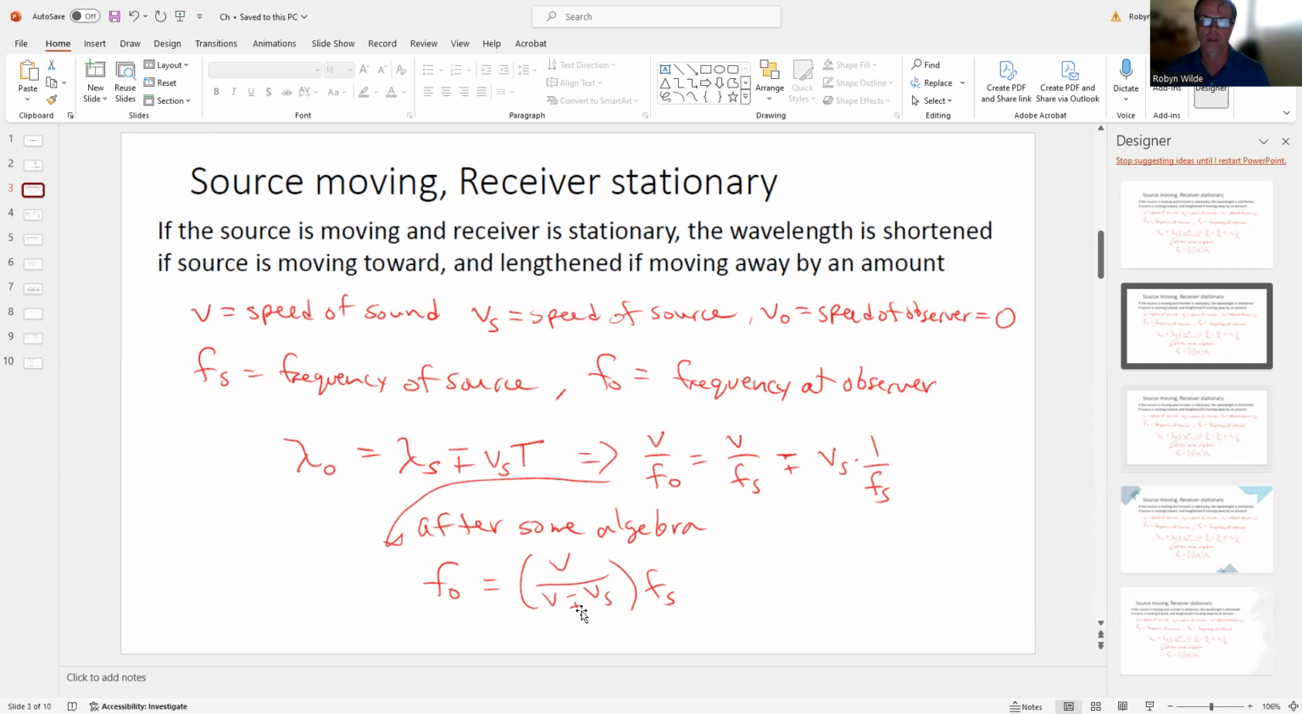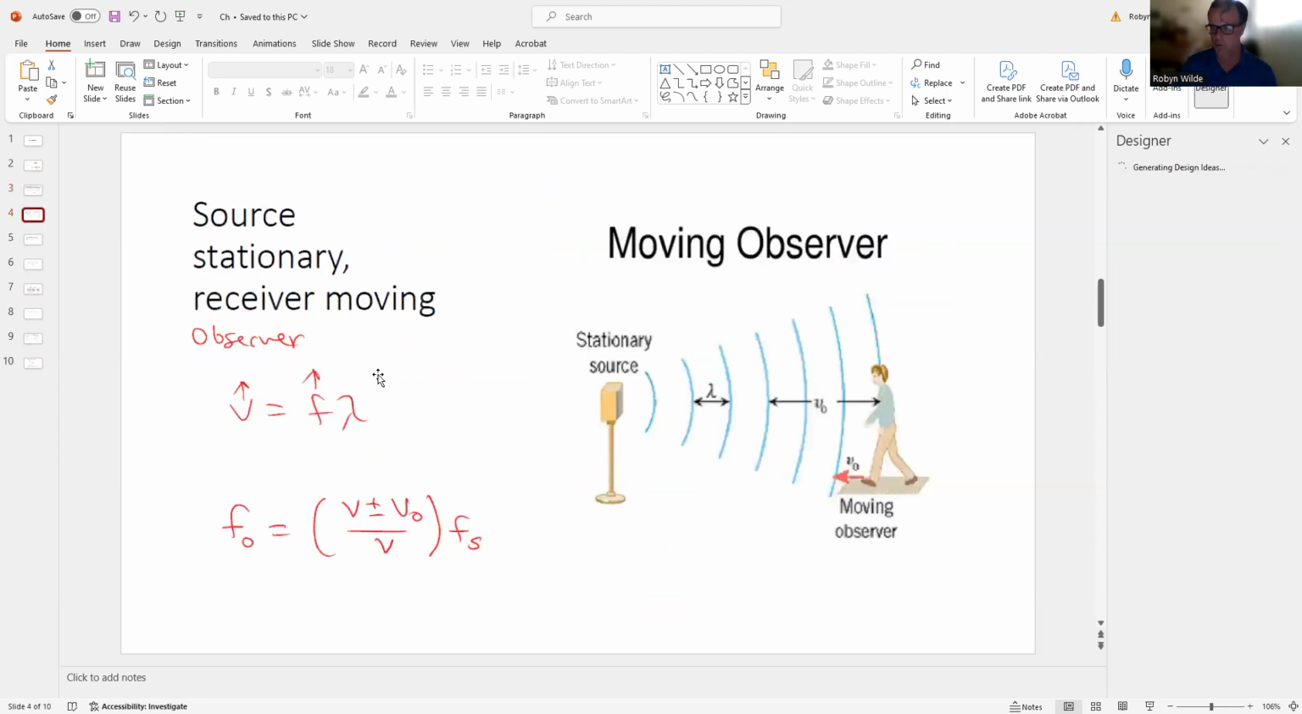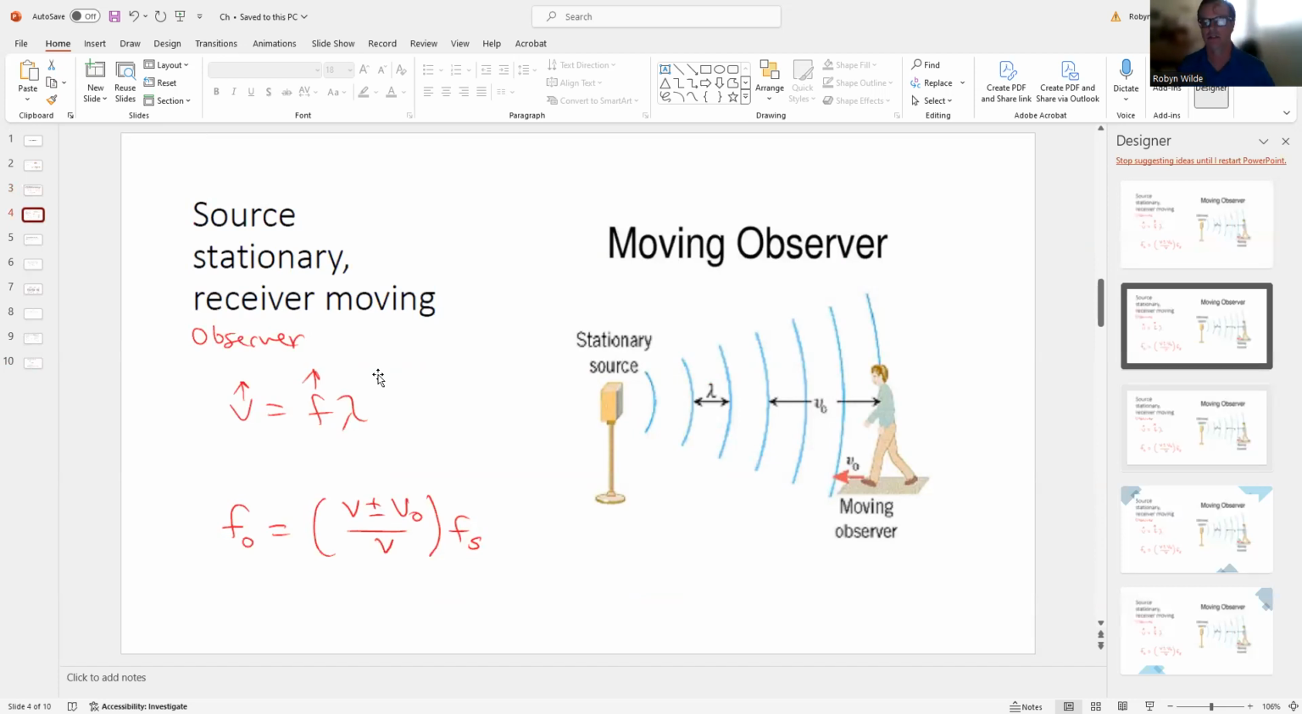Okay, so now we need to go to the next situation, which is if the source is stationary and the receiver is moving. In this case, it's a little bit different reason for the Doppler shift. The wavelength isn't changing in this case because the source is not moving, it's stationary.